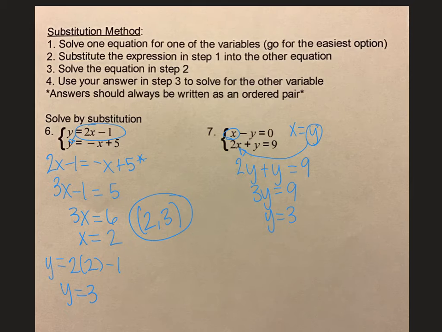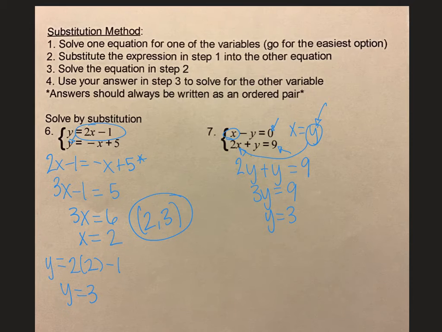I'm done through step 3 now. Now I'm on step 4. Use my answer in step 3 to solve for the other variable. I could take that y equals 3 and plug it into my first equation, or into my second equation, or I can plug it into the equation where I solved for one of my variables. I would do that. I've already said that x has to equal y.